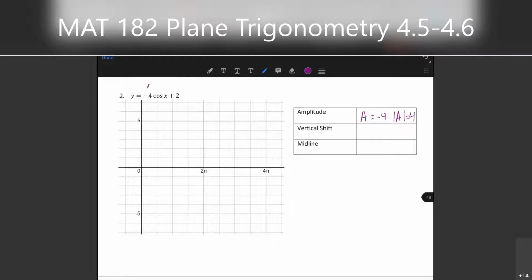So there's our A value. The D value here is just what we add or subtract, and that would be our vertical shift. So this would say we're going up 2 units, or y equals 2 is our new midline. So we can go and draw that midline first. That's at +2.